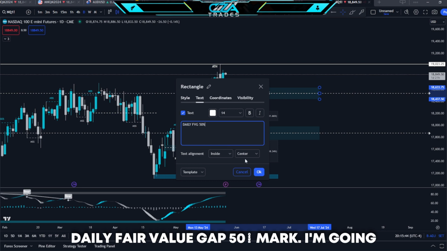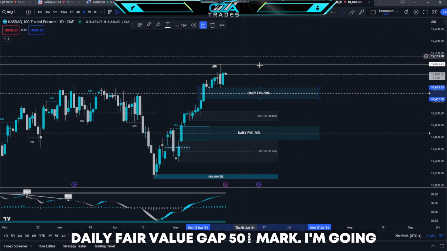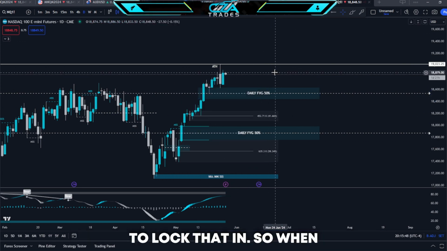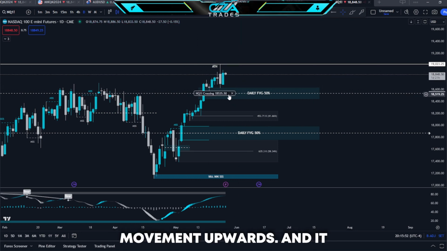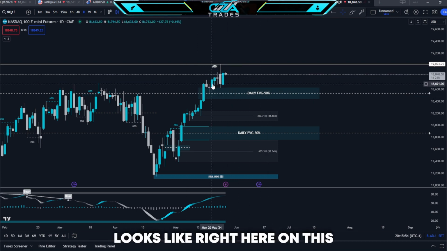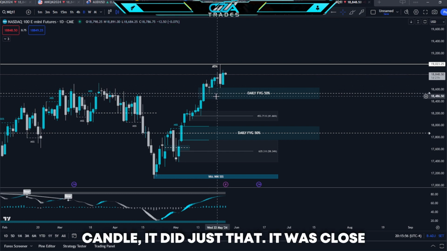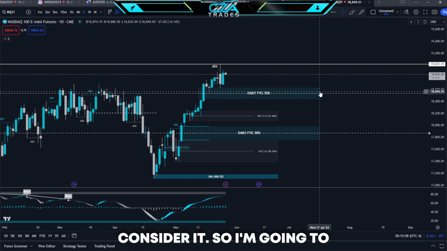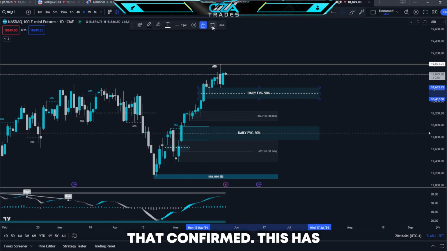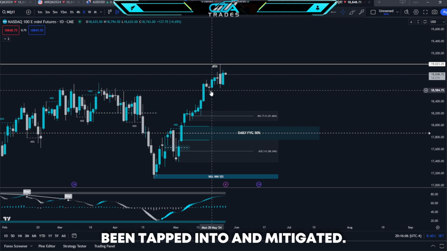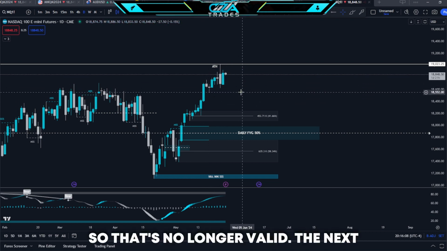Daily fair value gap 50% mark. I'm going to lock that in. So when price comes and retests this area here, we should be expecting movement upwards, and looks like right here at this candle, it did just that. It was close enough for us to actually consider it. So I'm going to remove this now that we have that confirmed. This has been tapped into and mitigated, so that's no longer valid.